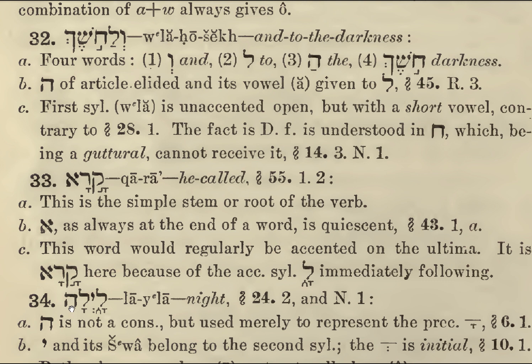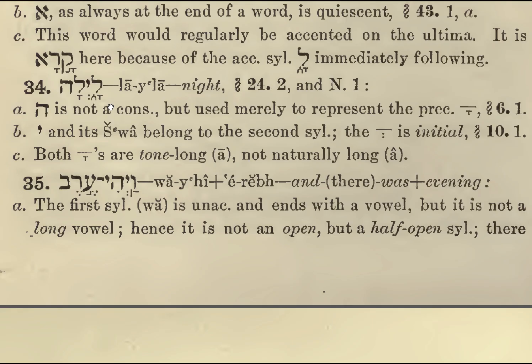The he at the end is not a consonant, but is used to represent the presence of this vowel ah here, just as the aleph here is showing the presence of this vowel ah here. The shava here, as I just pointed out, belongs to this second syllable, and so it's an initial shava. It's beginning this section, and so it is pronounced la yala. In la yala, both of these a's are long, and we'll get into what is naturally long and what is tone long later on. But just understand here that we have a concept called tone long and naturally long.